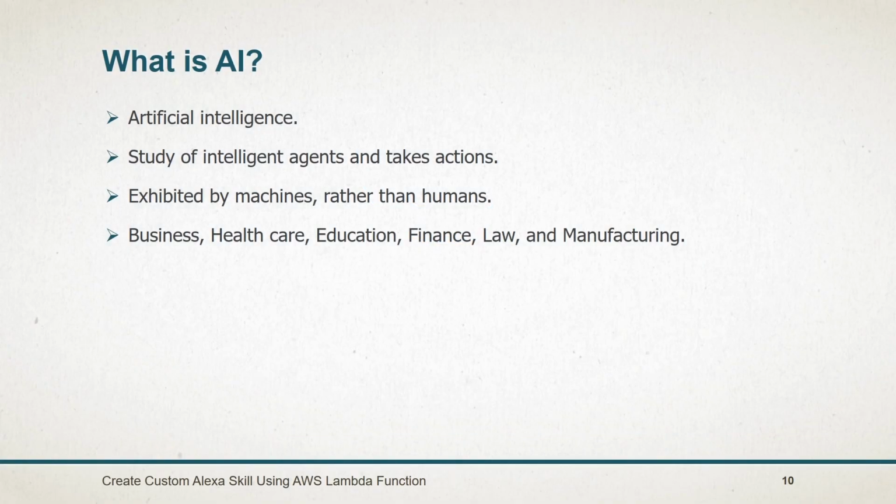Now, AI stands for Artificial Intelligence. AI is the study of intelligent agents, which includes any device that perceives its environment and takes actions that maximize its chance of success at some goal. AI is intelligence exhibited by machines rather than humans. Nowadays, AI is used in various types of applications such as business, healthcare, education, finance, law, and manufacturing. AI research includes reasoning, knowledge, planning, learning, natural language processing, communication, perception, and the ability to move and manipulate objects.